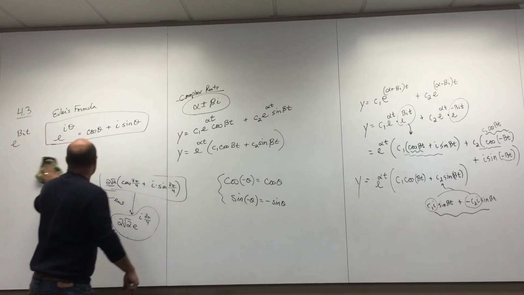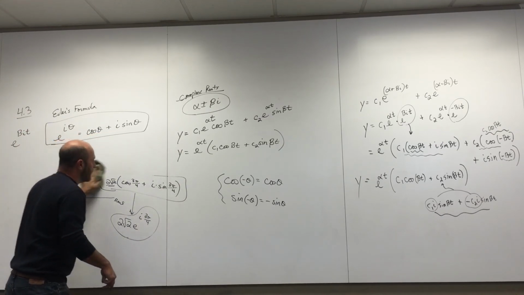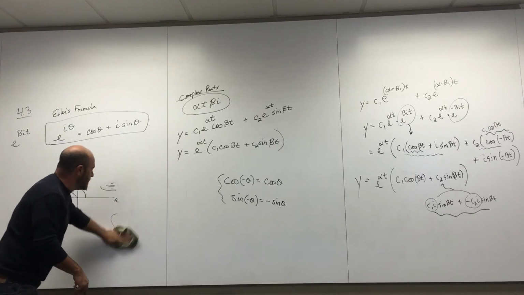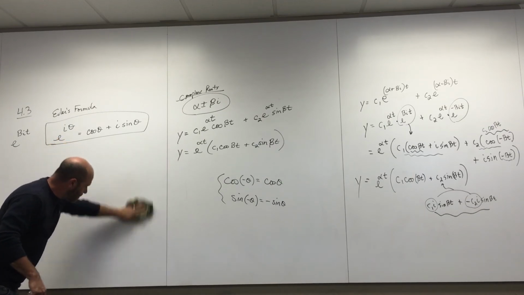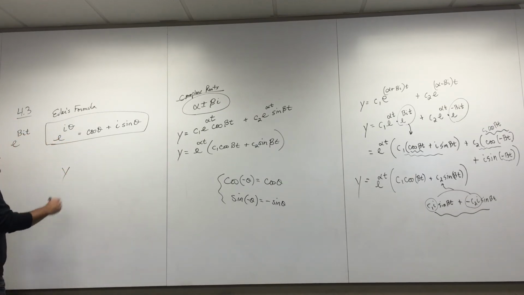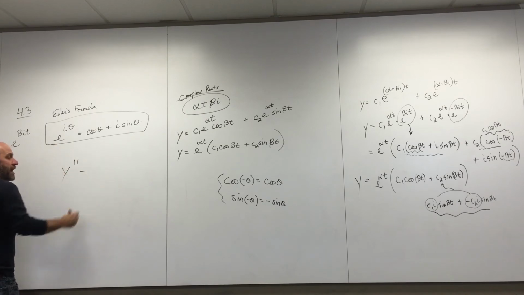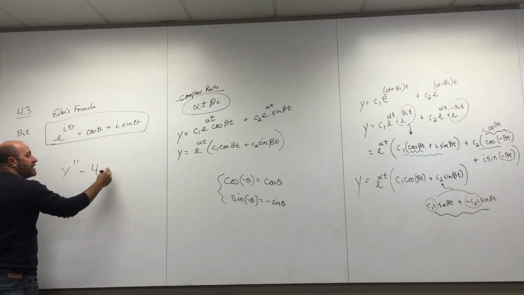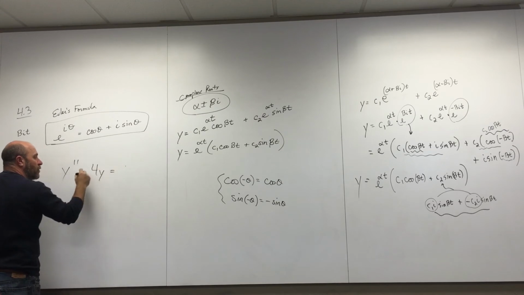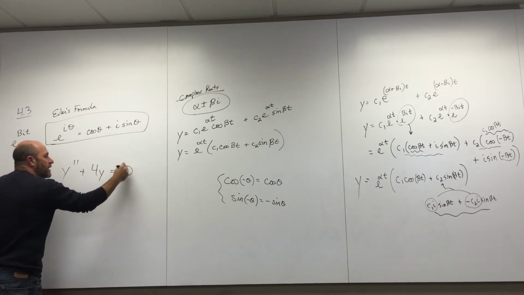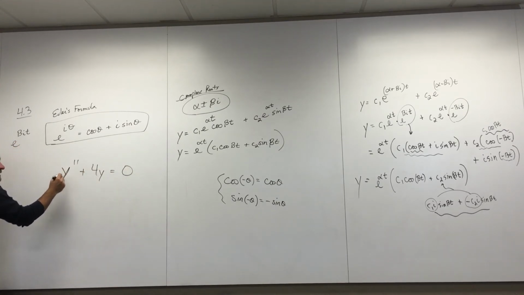Let's try something else. Let's try another DE here. This is classic: y double prime minus 4y equals 0. No, plus 4y equals 0. Okay, so yeah, this is a classic DE.